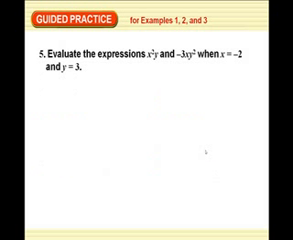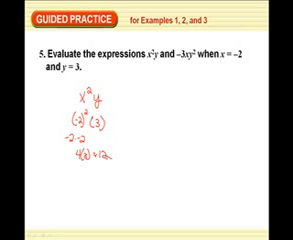Evaluate the expressions. So there's 2 of them there. X squared y. So I'm going to put parentheses where the letters are. And for x, we put in a negative 2. And for y, we put in a 3. So PEMDAS tells us to do the exponents first. So this is going to be negative 2 times negative 2, which is positive 4, times the 3. That one's going to be 12.